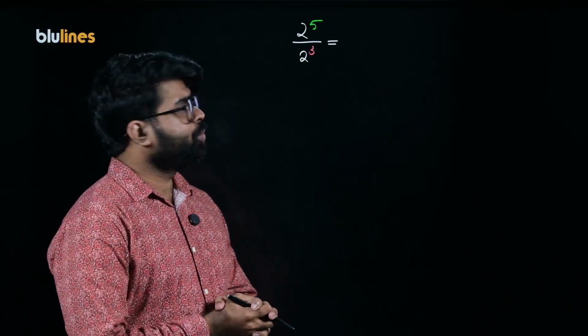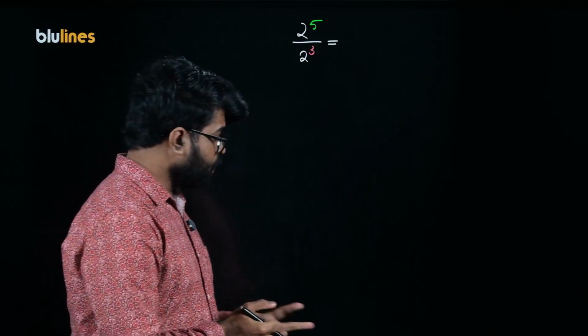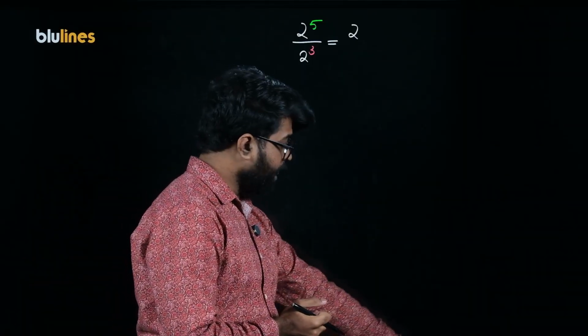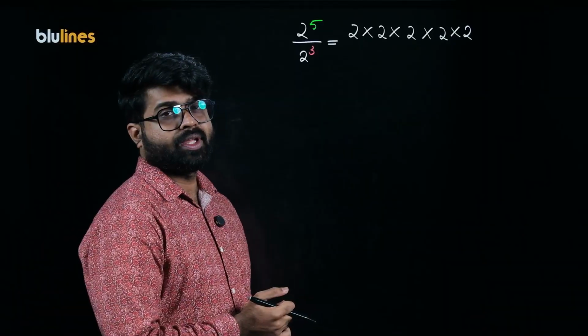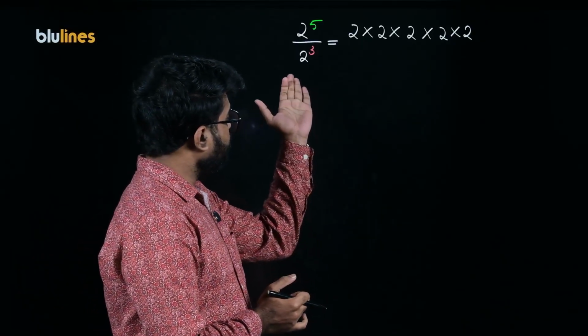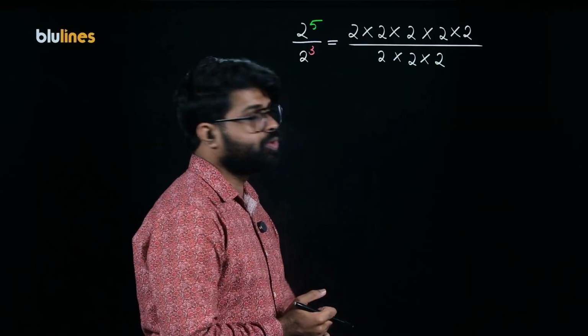What is the value of 2 to the power 5 upon 2 to the power 3? So we know that I can express 2 to the power 5 as 2 multiplied with 2 multiplied with 2, multiplied 5 times, right? Of course, I can express 2 to the power 3 as 2 multiplied with 2 multiplied with 2.